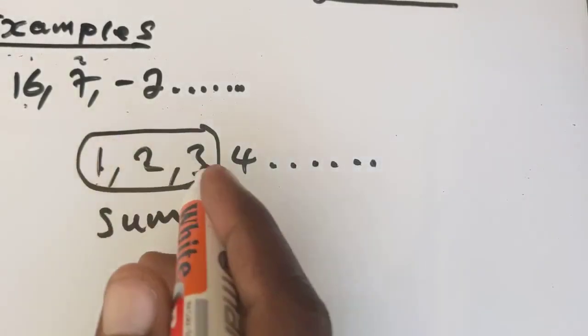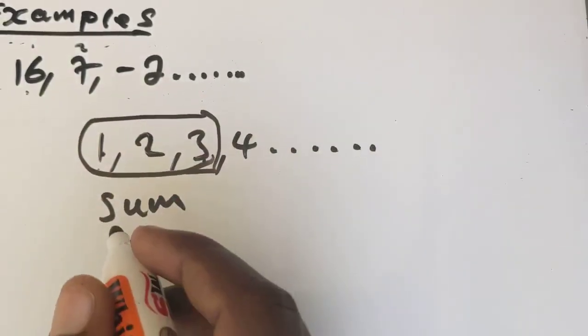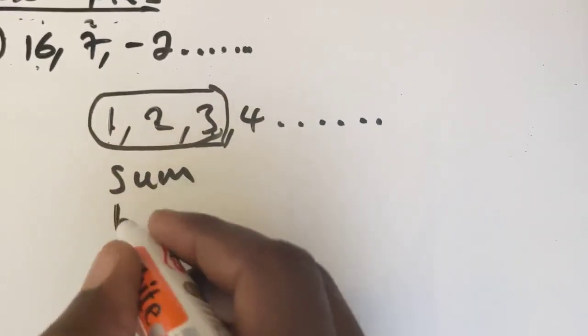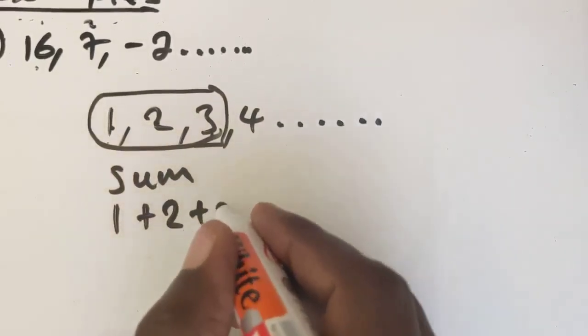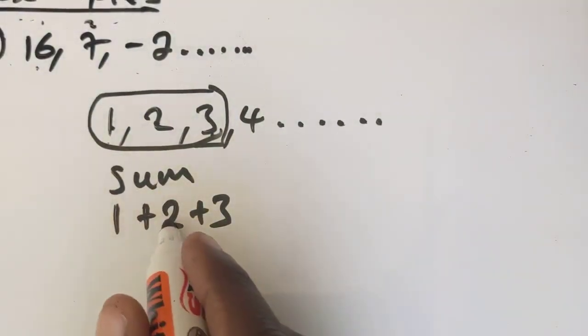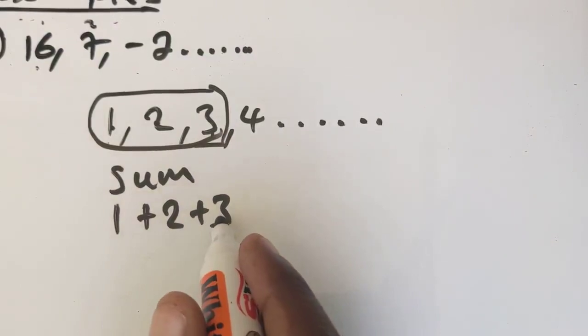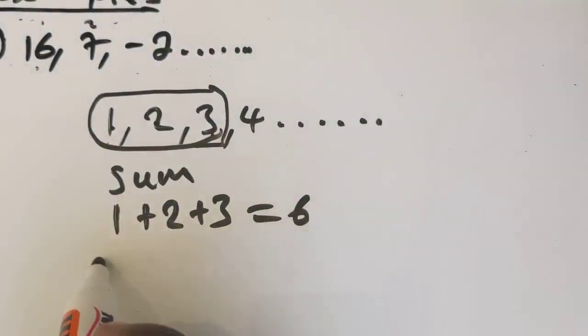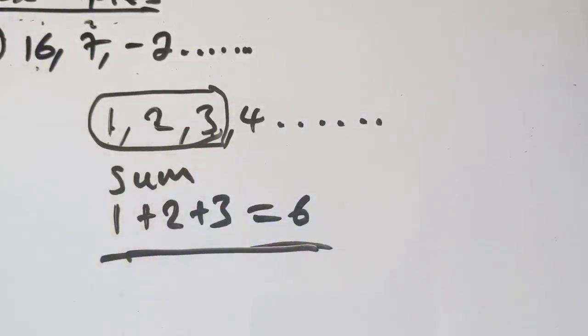So if you want to find the sum of these terms, it is just 1 plus 2 plus 3, like that. 1 plus 2, you find that it is 3. Then 3 plus 3, you find that the answer is 6. So that is the sum of the nth term.